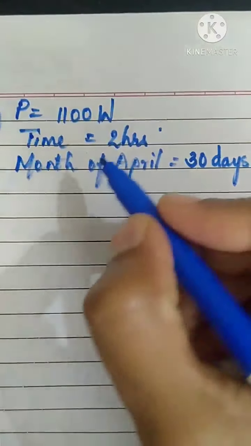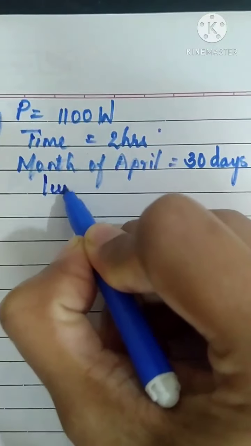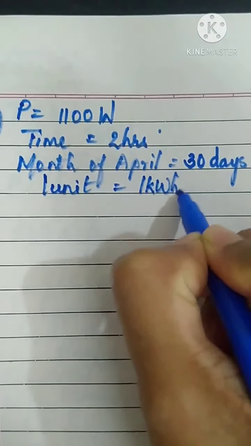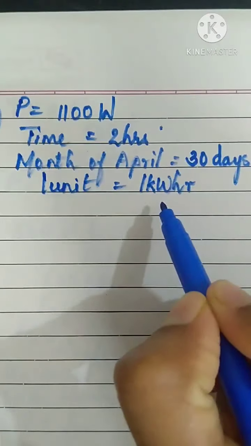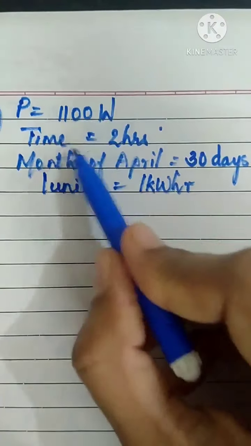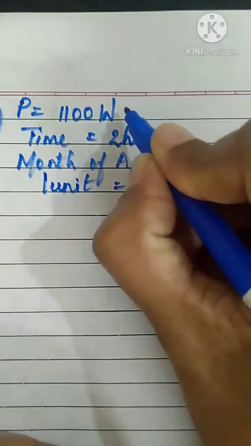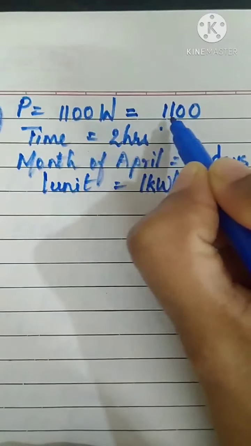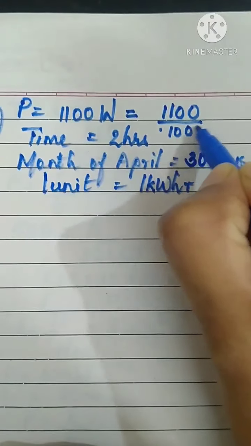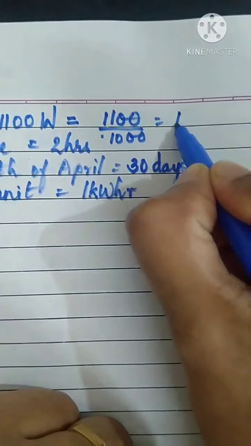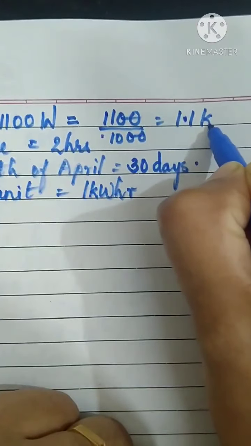What do you know about unit? 1 unit is equal to 1 kilowatt hour. The power that is given in this sum is in watts. We want to convert it into kilowatts. So here only we will do the conversion. Watts into kilo means we will divide by 1000. 1100 divided by 1000, 2 zeros gone, 2 zeros gone. This will be 1.1 kilowatt.